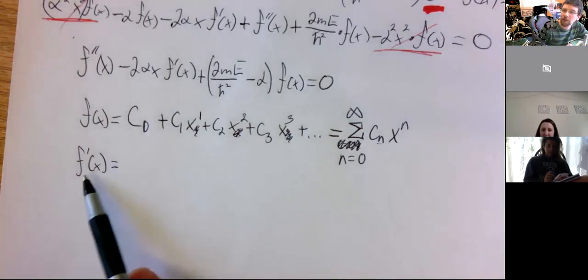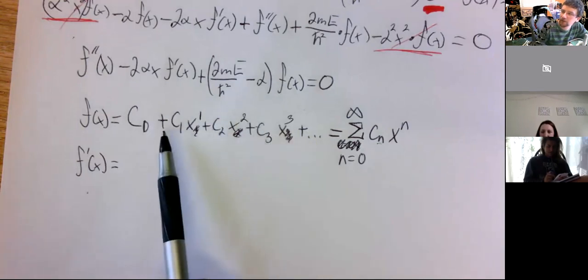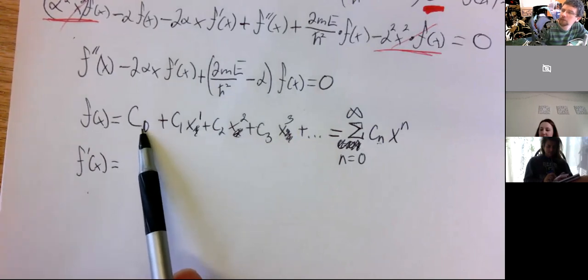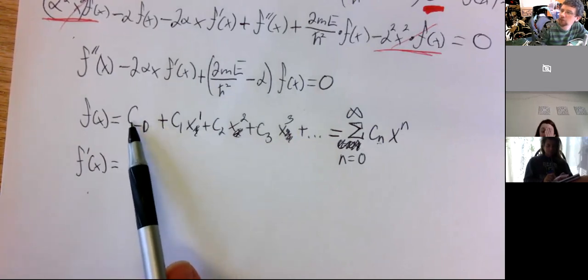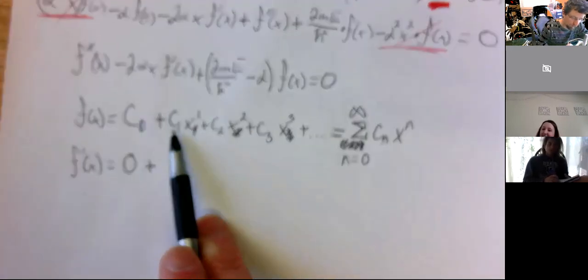When we're talking about f prime, though, we got to take the first derivative of this series here. What's going to happen to this term if we take a derivative with respect to x? That becomes 1. That becomes 0. Yep, 0, because any constant is 0. What about that term?